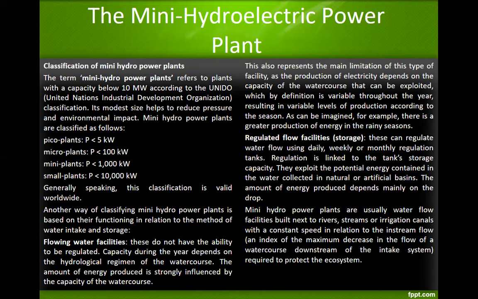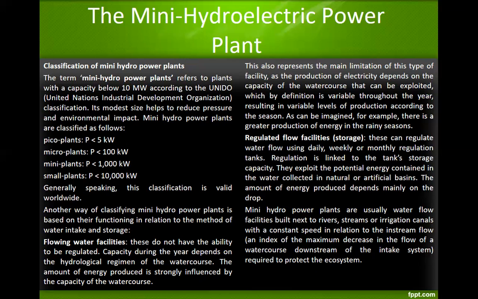Meron tayong pico plant. So the power is less than 5 kilowatts. Micro plants, the power is less than 100 kilowatts. Mini plants, less than 1,000 kilowatts, maliliit. Small plants, less than 10,000 kilowatts. These are called the mini hydro. So generally speaking, this classification is valid worldwide.